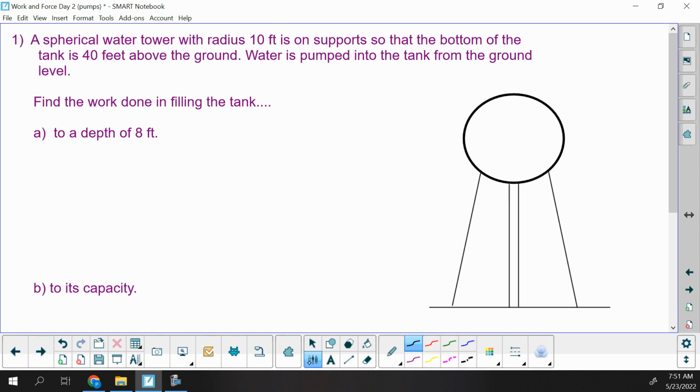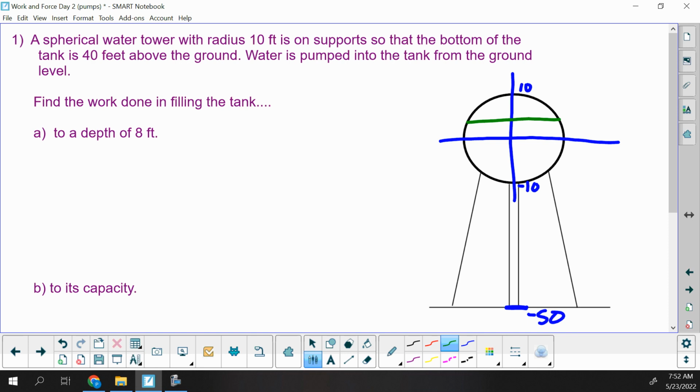But when you have anything circular facing us like this, it's good to draw your axis so it's at the center of the sphere. So this is really at positive 10, this is at negative 10, and our ground level here, because it's 40 feet below the sphere, this is really at negative 50 in terms of our axis. Well, we want to think of a random slice of water. So I'm going to randomly draw in a slice of water there.